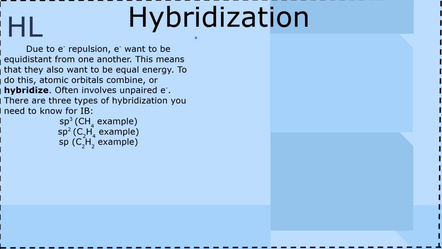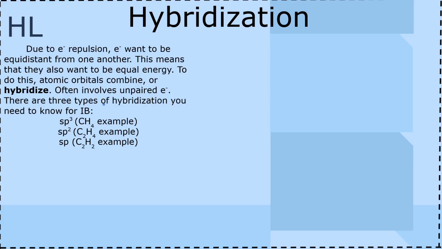Now, hybridization is another part of covalent bonds that we have to understand. Hybridization occurs due to electron repulsion. The electrons want to be equidistant from one another, as far away as possible, right? Because electrons repel. So this means that they also want to be equal energy if they want to be equidistant. To do this, atomic orbitals combine or hybridize. This often involves unpaired electrons.